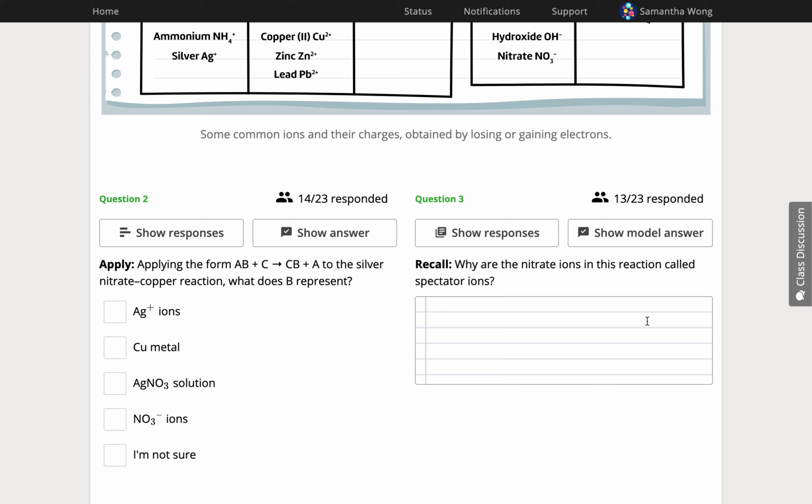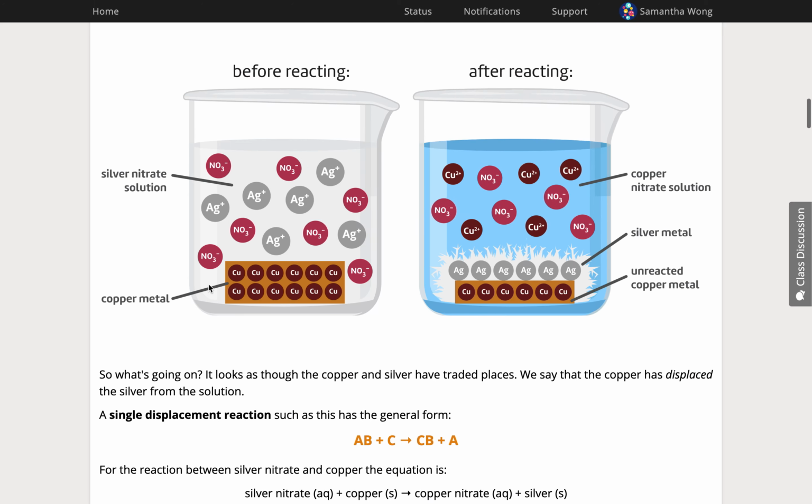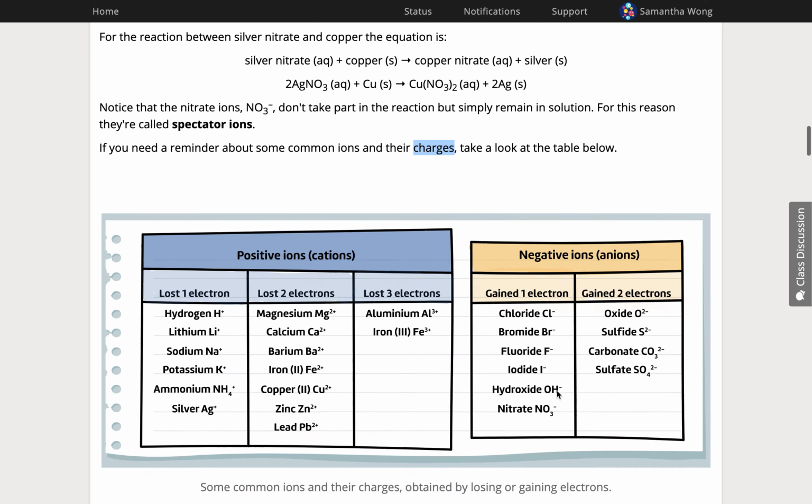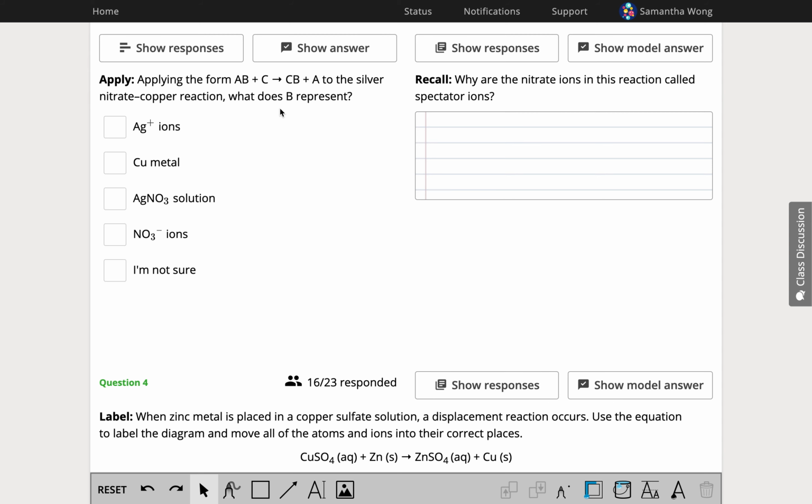Now, based on all that information that we've just gone through, that leads us to a few review questions about that theory. Now, this first one here. Applying the form AB plus C gives you CB plus A to the silver nitrate copper reaction, which is this one up here. What does B represent in this case?